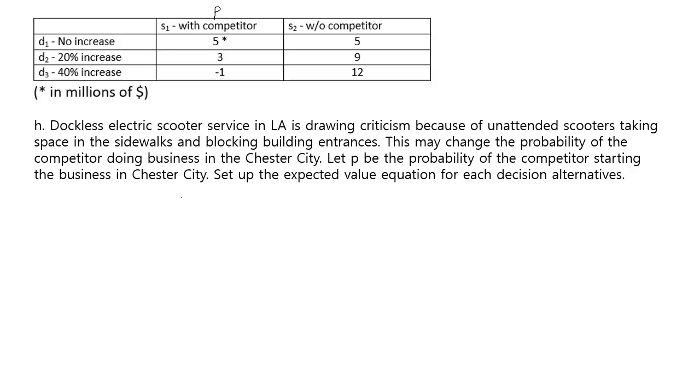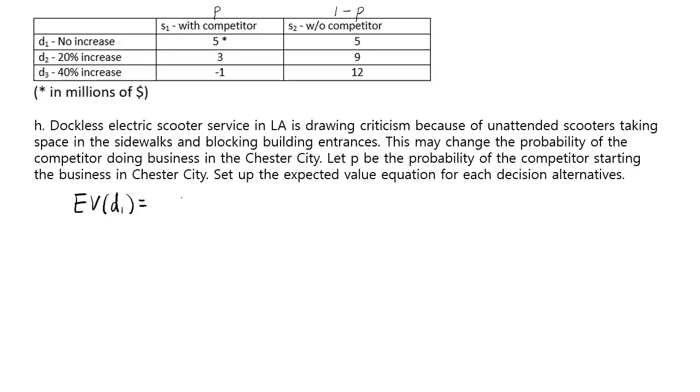Then what's the probability for not having the competitor? It will be 1 minus the probability. Whenever you have a probability of one thing happening, the probability of that not happening is 1 minus P. So the expectation value for each is now computed with this P rather than a specific value, and it will end up becoming a function of P.